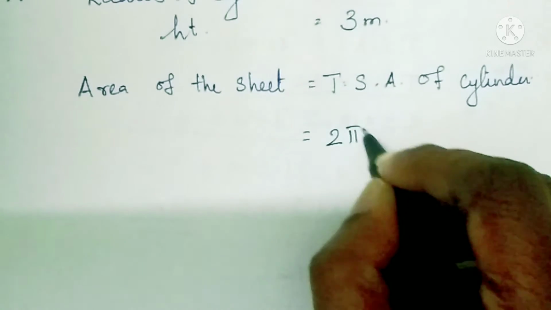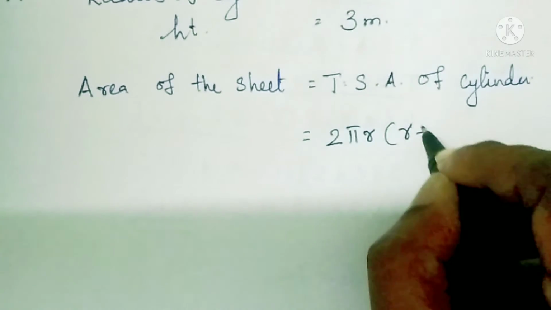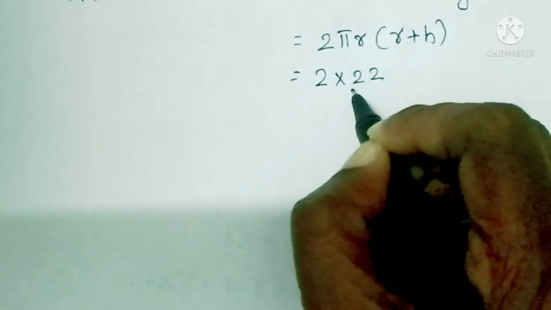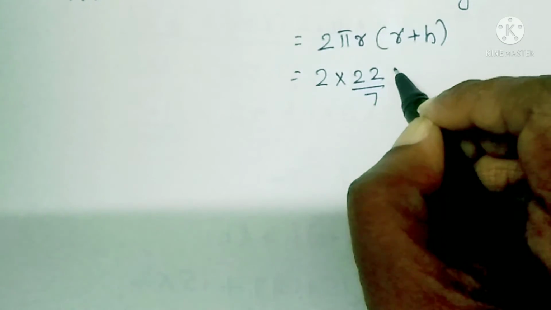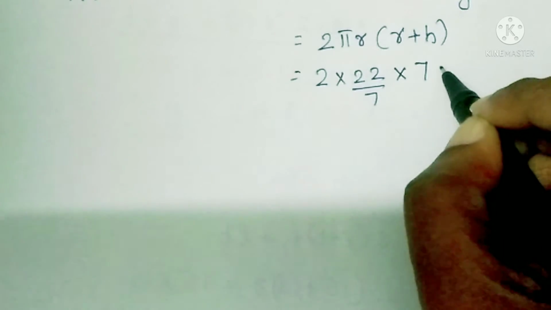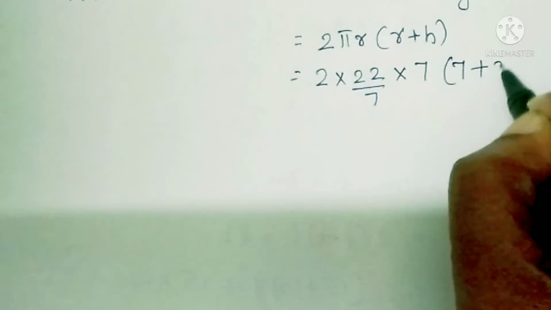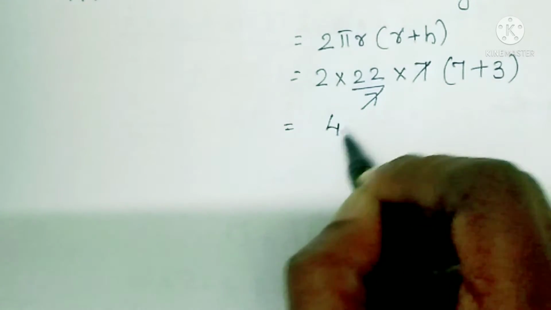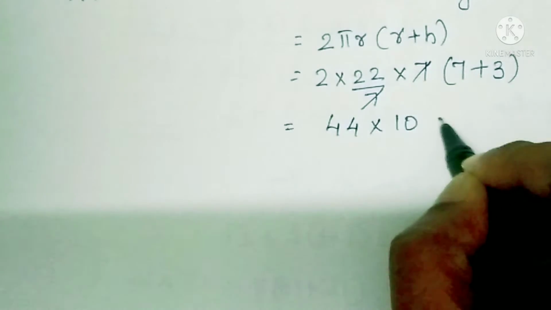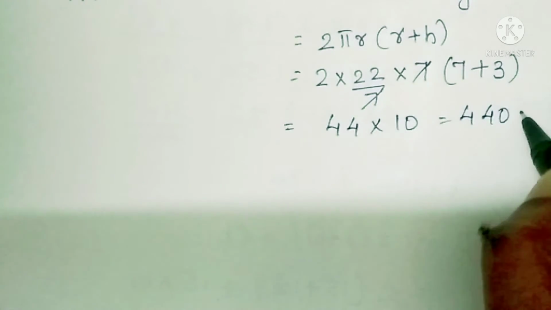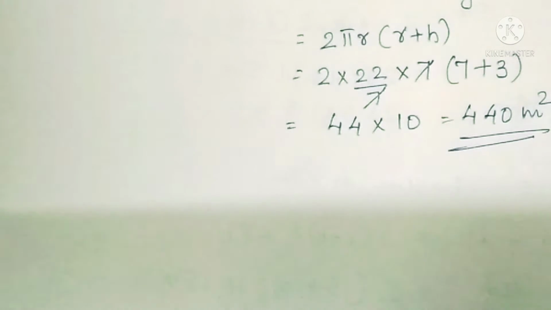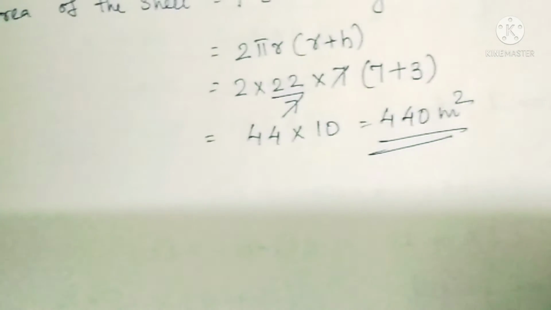2 pi r into r plus h. So it is 2 into pi is 22 upon 7, r is 7 and again 7 plus 3. That is equal to, see, 7 got cancelled, 44 into 10, that is equal to 440 meter square. So area of the sheet is 440 meter square.